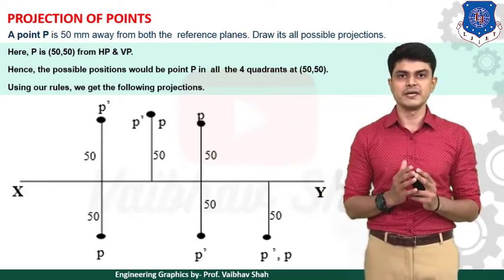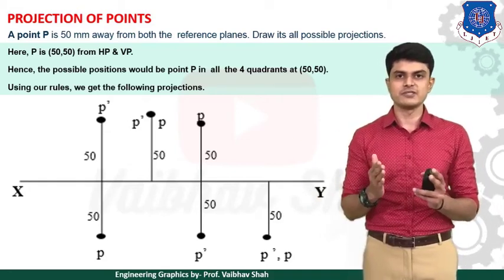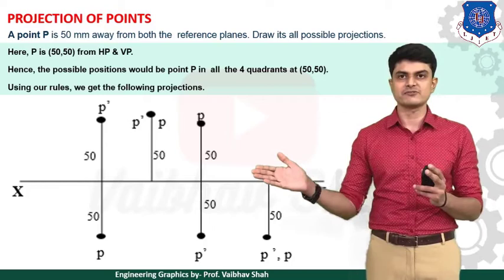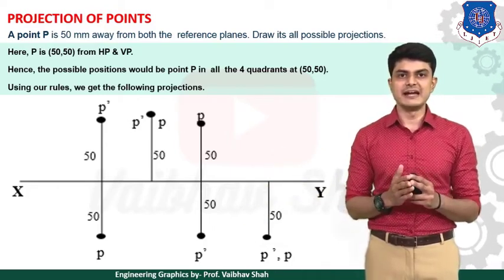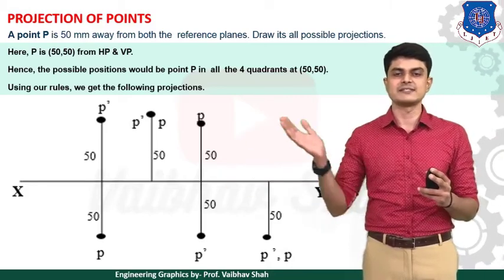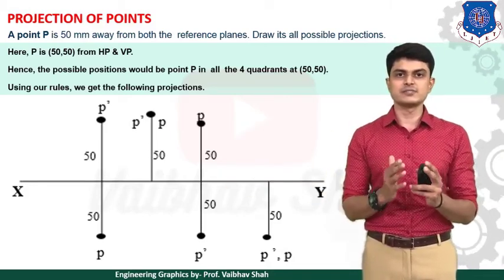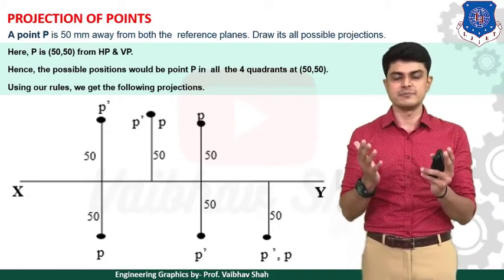For the third quadrant, the point would be below HP and behind VP. So below HP means what? Your point P dash would be below the XY line, and behind VP means your answer would be above the XY line. So your answer would be above the XY line, as you can see. All of the distances should be 50, because your point is 50 mm away from your HP and VP.